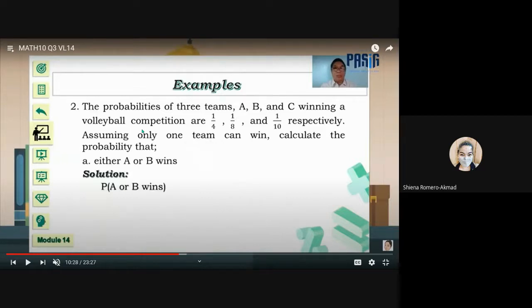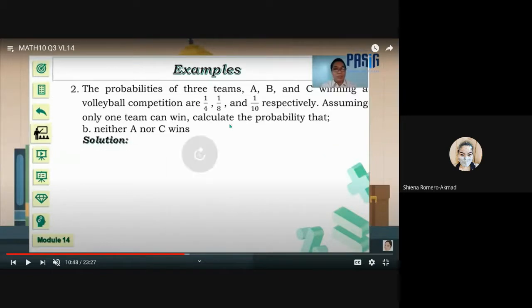So, doon muna tayo sa una. What is A here? A is 1/4 and B is 1/8. So, i-add natin yon. We have 2 plus 1 over 8 and that's 3 over 8. So, the chances that either of them will win is 3 over 8. Maliit lang yung chance, no, na mananalo sila. How about neither A nor C will win?